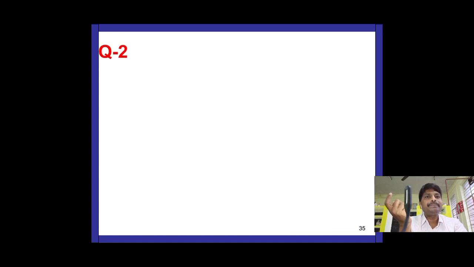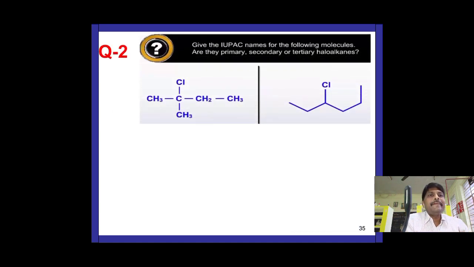Next, question 2. Give the IUPAC name for the following molecules. Are they primary, secondary or tertiary haloalkanes? Here you first write the IUPAC name and then check whether it is primary, secondary or tertiary. First, Cl is attached to one carbon. That carbon is attached to three groups: one side methyl, bottom side methyl, this side ethyl. Three alkyl groups are attached, so it is tertiary. In the second example, Cl is attached to one carbon that is attached to two groups, one bond line this side and one bond line that side. So the second is secondary and the first one is tertiary.